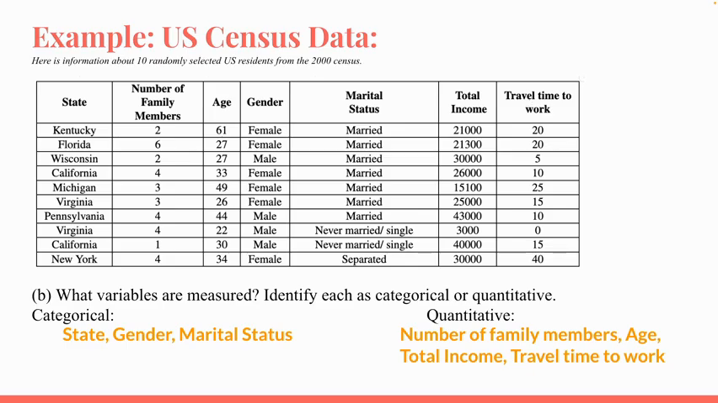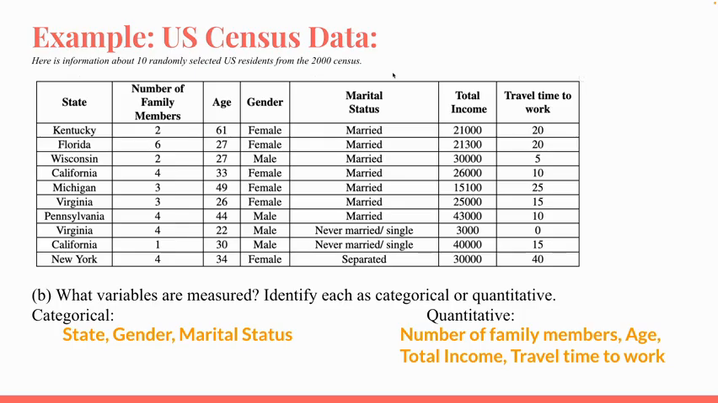Remember, the key to figuring out which one they are: does it make sense to find the average? Look at the number of family members. If I found the average number of family members, would that make sense? Look at age. Would you find the average age? Yes. Would you find the average income? Yes. Would you find the average time to work? Yes. That's how you determine which one it is. Does it make sense to find the average state or average gender or average marital status? You can't find the average because those aren't numbers.